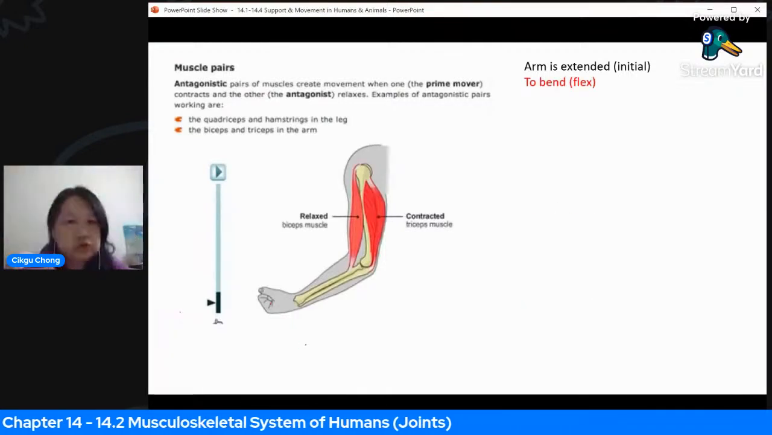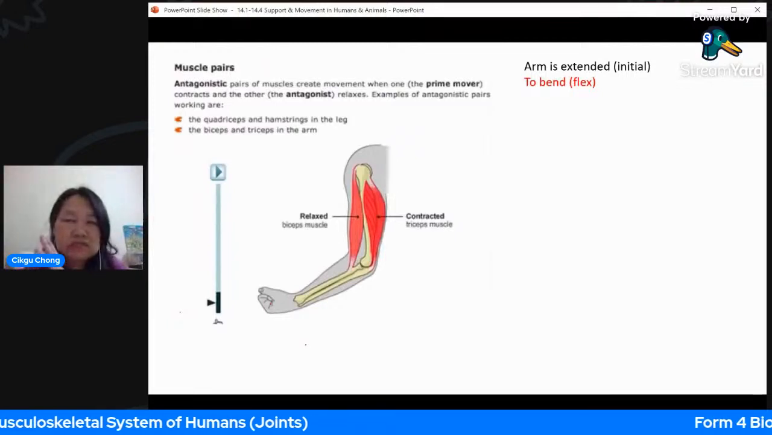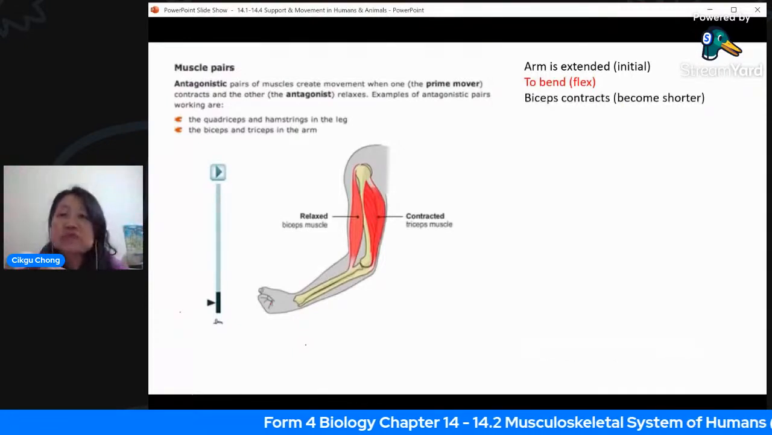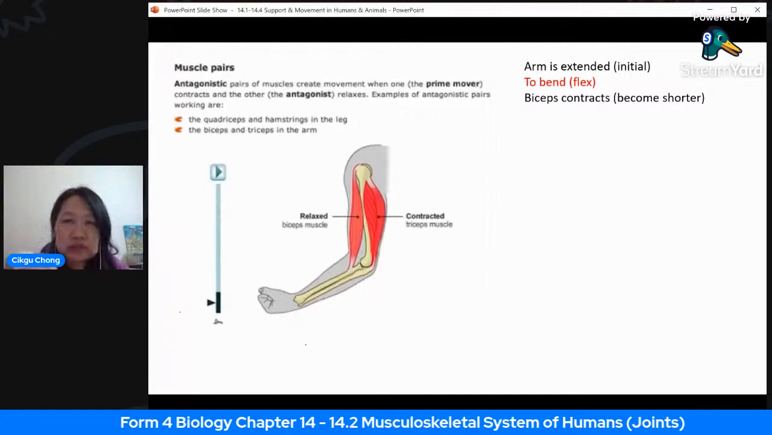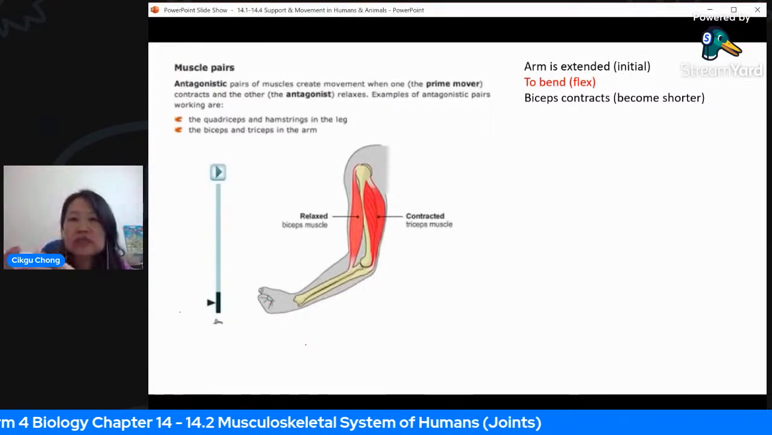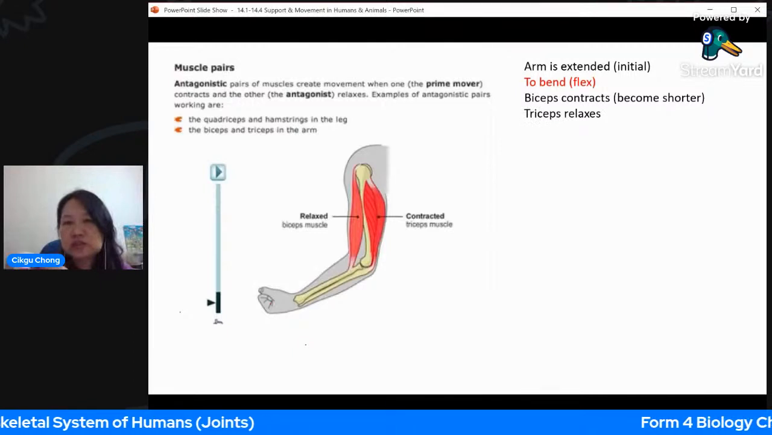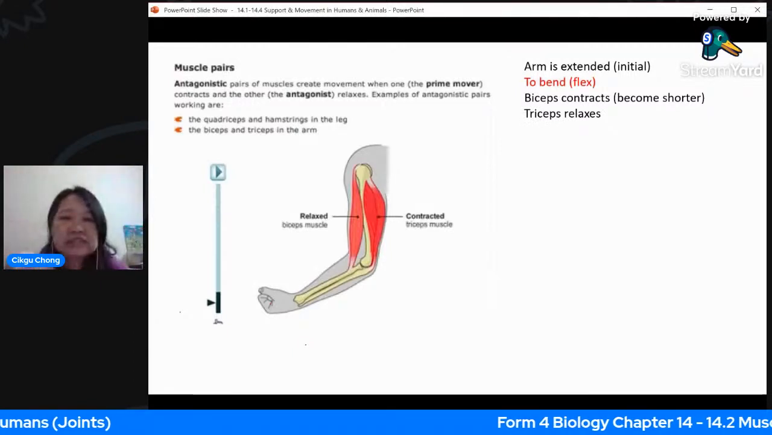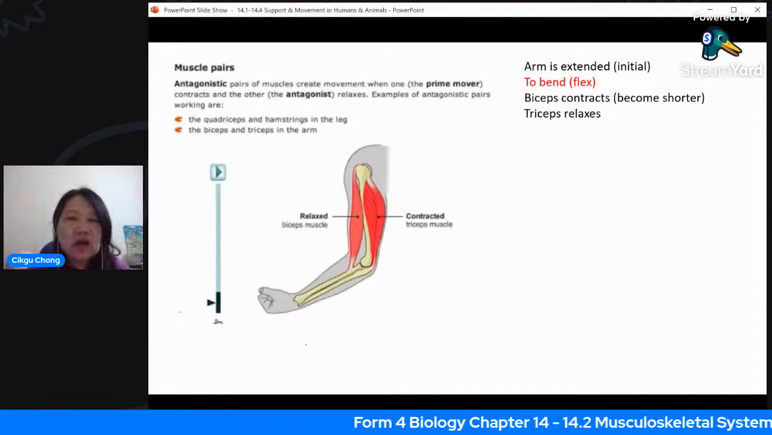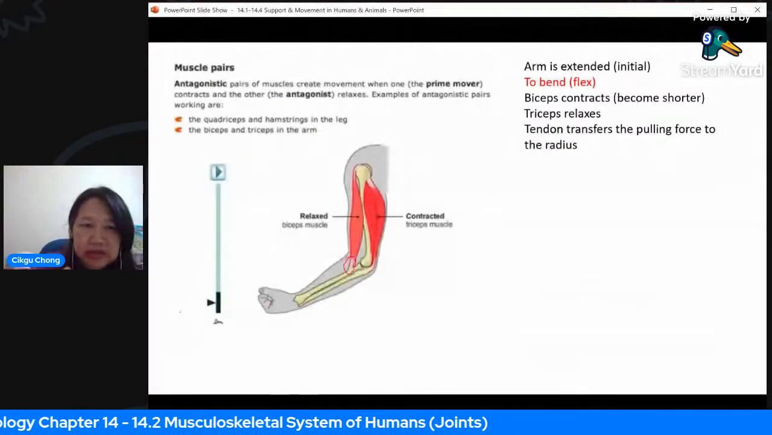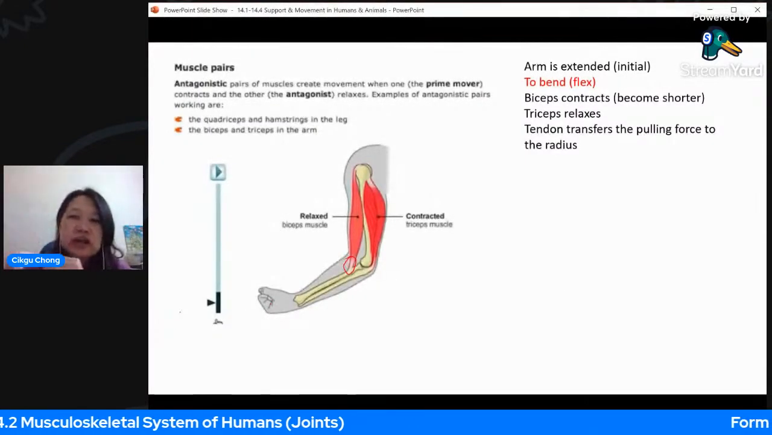First of all, muscle has to contract. The biceps will contract. The biceps contract, they become shorter. When it becomes shorter, it transfers the pulling force. At the same time, don't forget that triceps will relax. One contracts, the other one relaxes. Then there's a tendon here. It will transfer the pulling force to the bone.